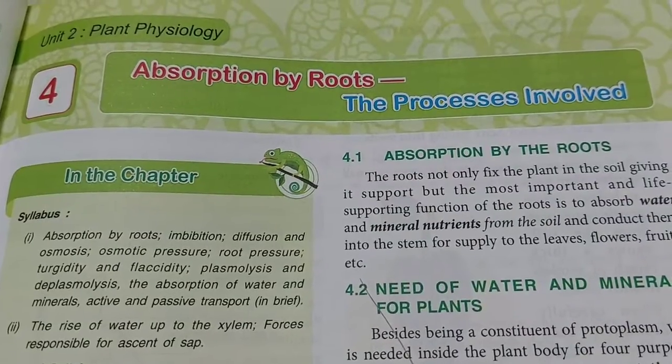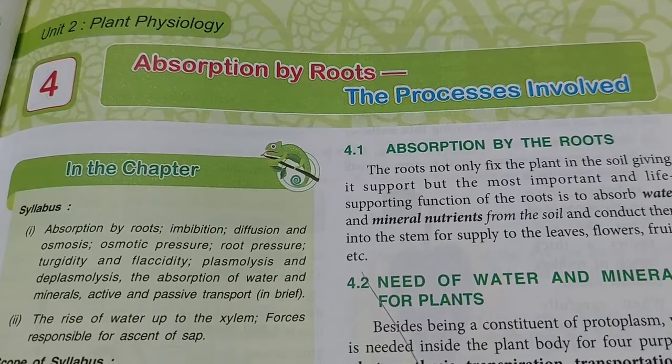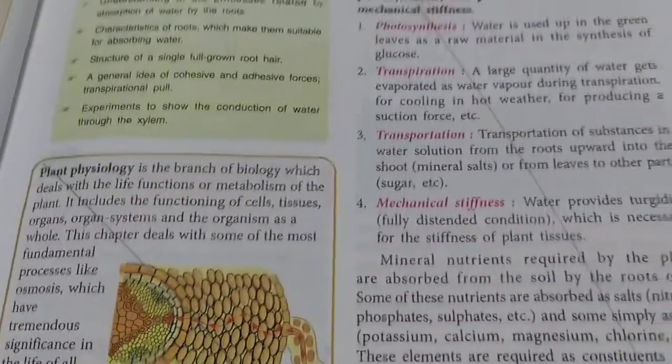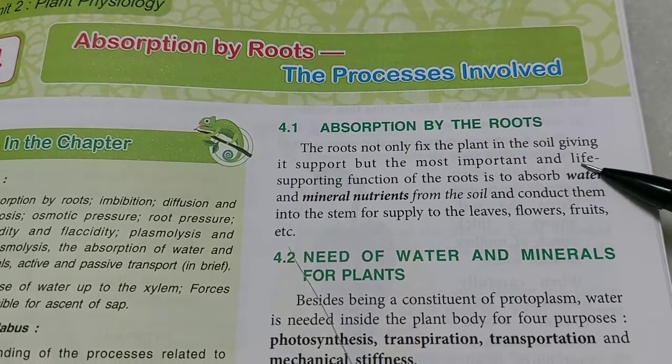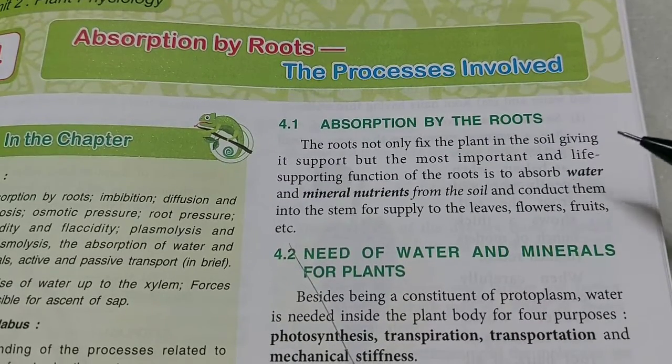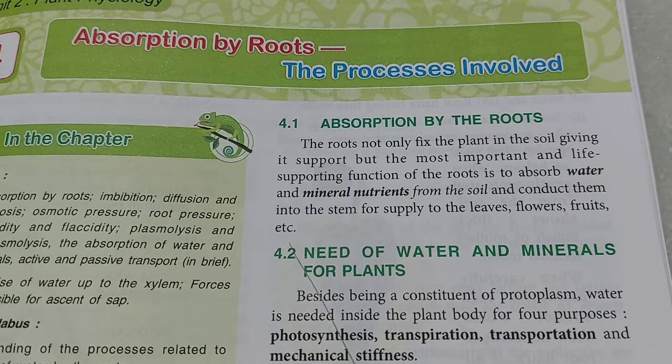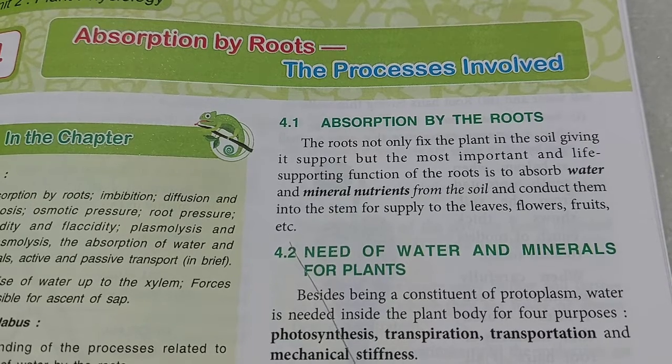10th Standard ICSE Biology, Chapter 4, Absorption by Roots. First page is cancelled, but we need to know the importance of the roots. They help in absorption of water and minerals from the soil, and also they anchor the soil to prevent soil erosion, and for the plants, they anchor the plant into the soil.